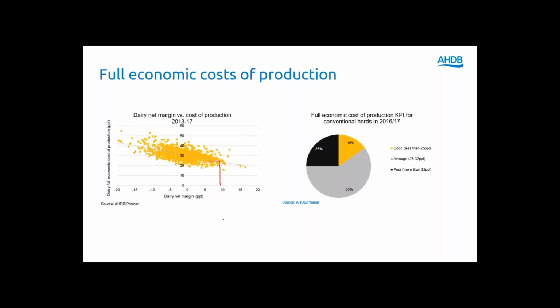So it is possible, and you can see by that chart on the left that there's a good portion with costs below 25 pence per litre, and you can see they're all making a positive margin. Although down here we've got some very extreme ones where possibly they've just suffered from a very poor milk price. But the likelihood is if you've got low cost production, you're more likely to have a positive net margin.